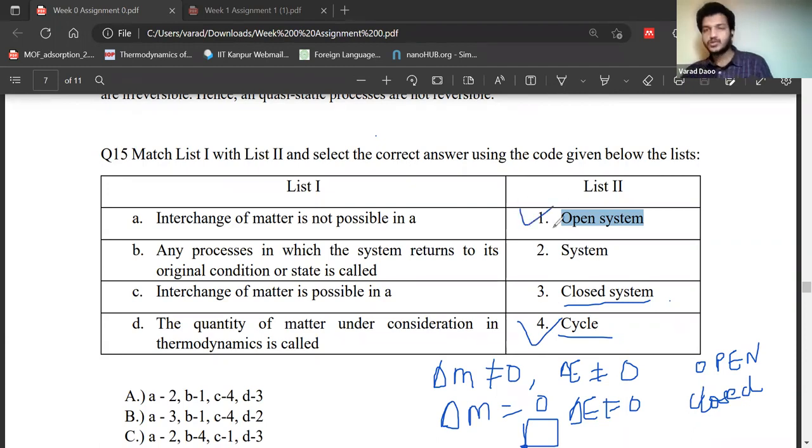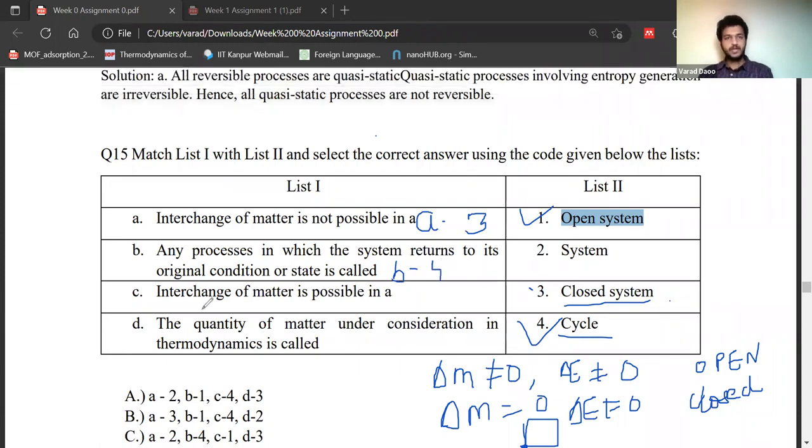And the system is that part of the universe with which we are dealing. Okay, so now let us see. Interchange of matter is not possible in a closed system. Okay, so this A has to be 3. Any process in which system returns to its original condition or state is called a cyclic process. That means B answer is 4. Okay, B will line up with 4.